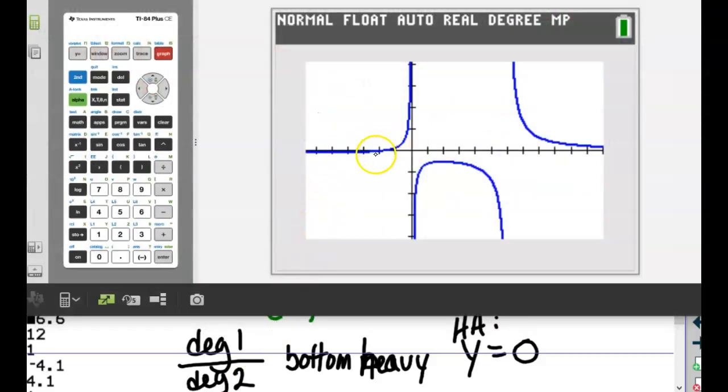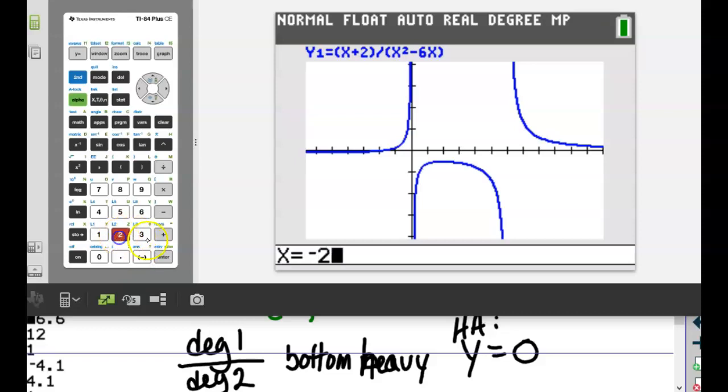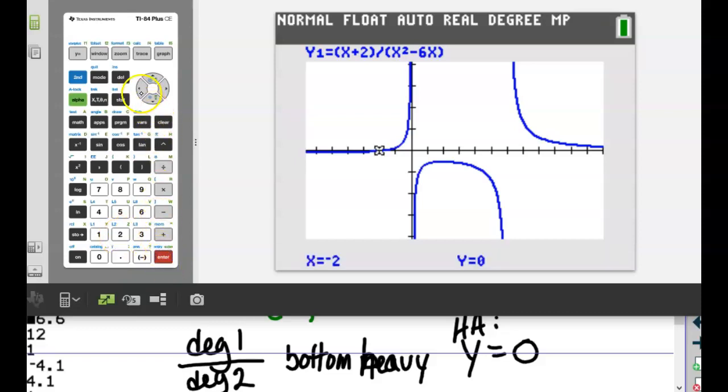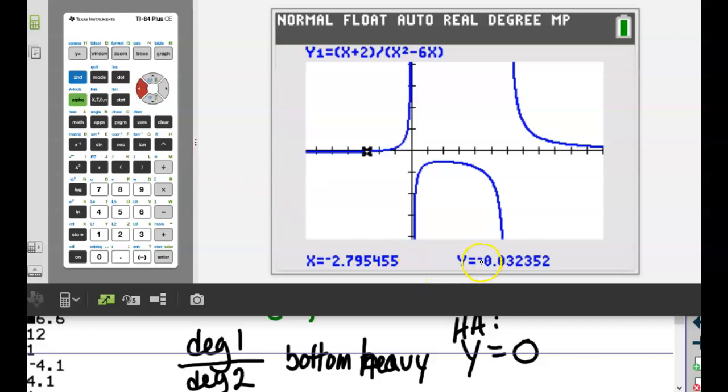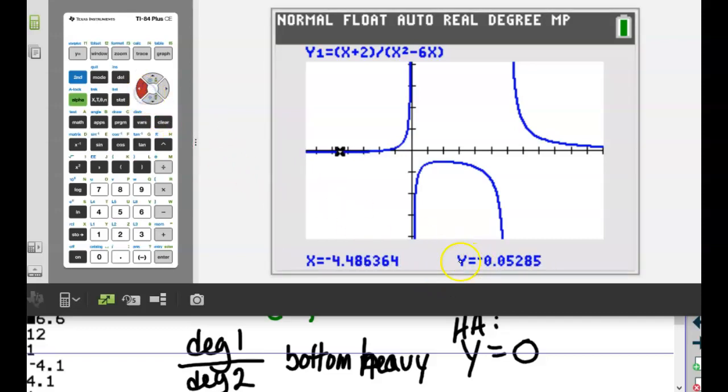Do you see it barely crossed here and stayed right below? Okay. You could trace over there. Okay, I'm just going to go to -2. And then if I keep tracing, it's just below the x-axis. Do you see that? Okay.